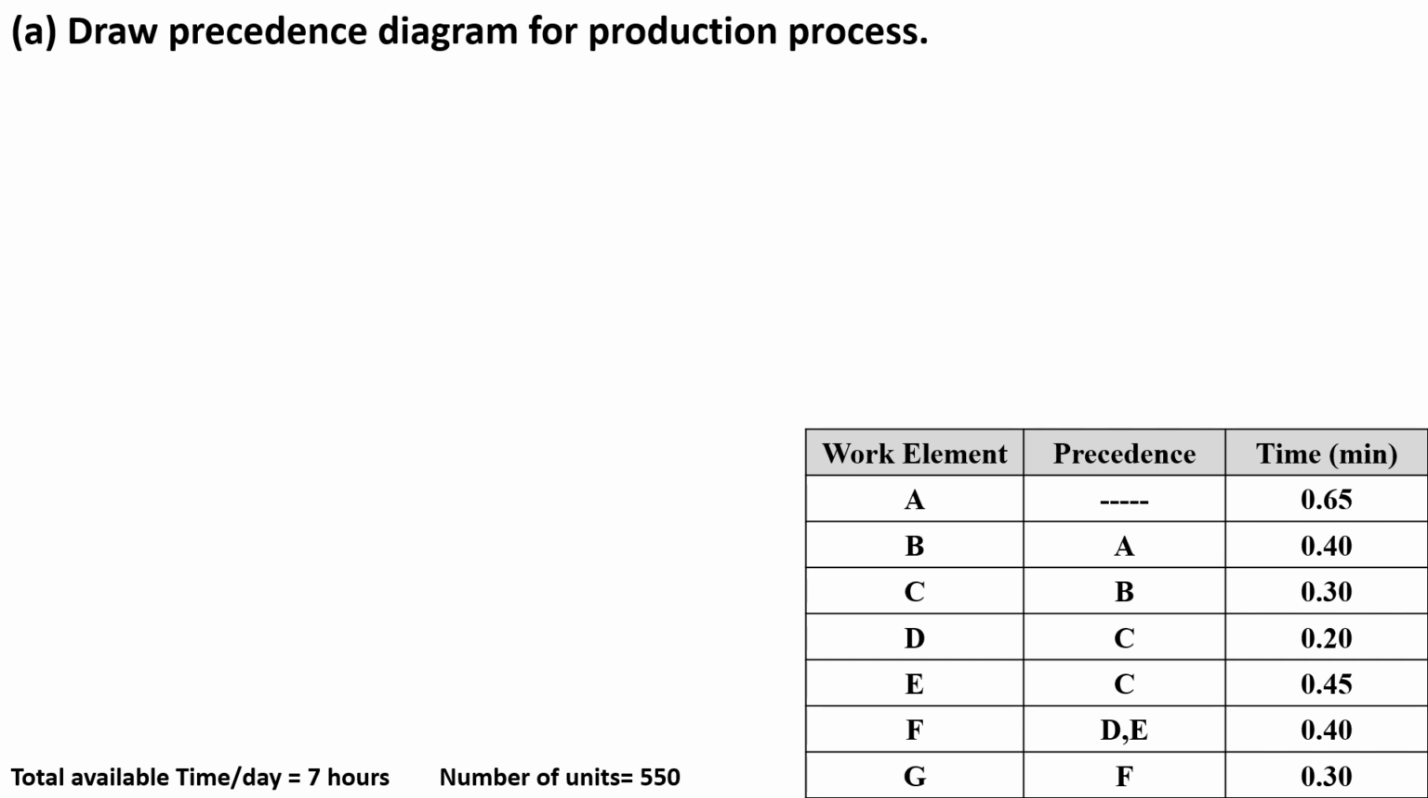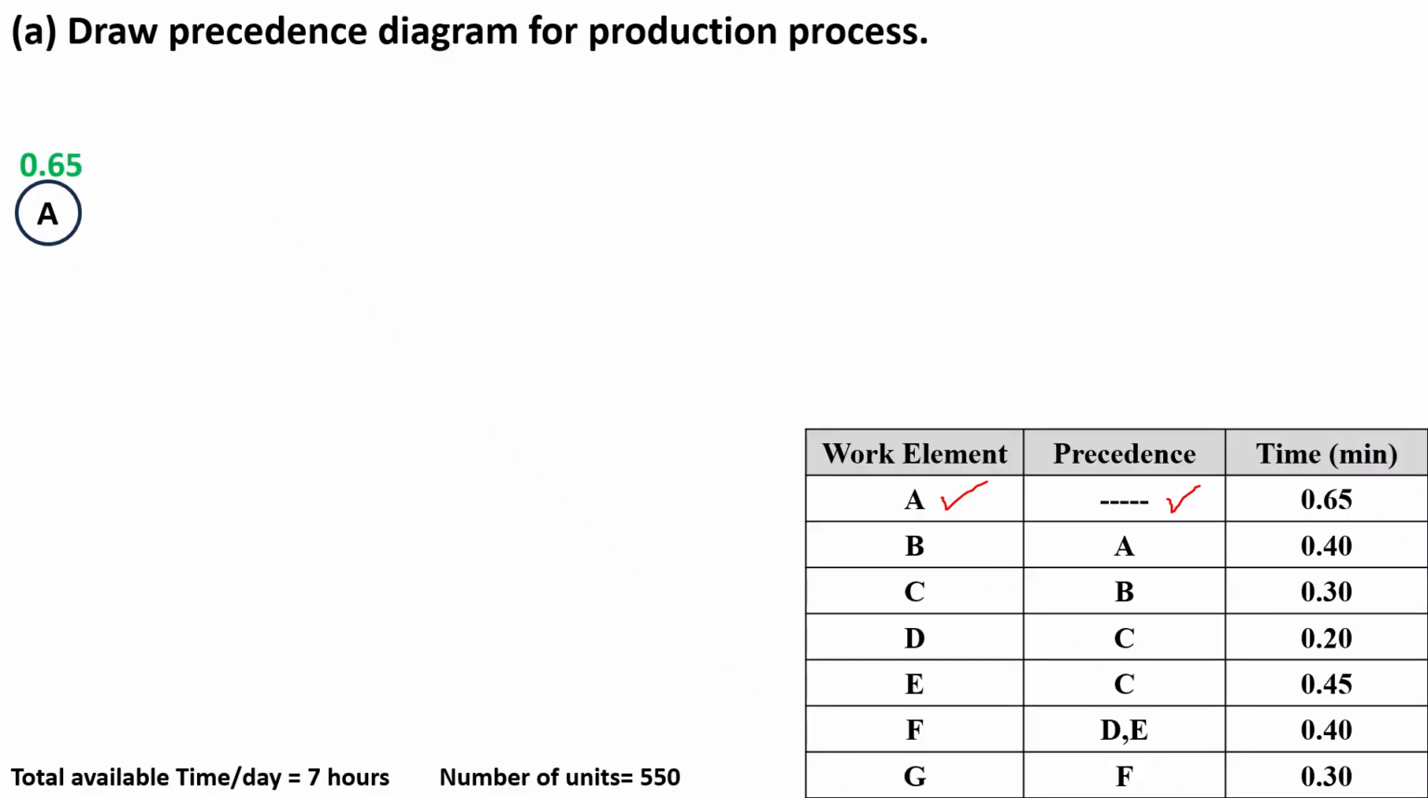For this, observe the table. In the table, the first element is element A, and for this element there is no precedence element. So element A is the starting element. So we have to start the precedence diagram with the work element A. So represent the work element A and its task time is 0.65.